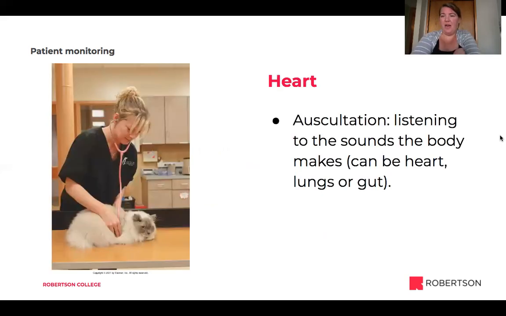So after we've had a look at the animal's respiration, we want to check in on that heart. So first things first, let's define a term here. Auscultation means listening to the sounds that the body makes. So typically the sounds the body makes, it makes heart sounds, there's lung sounds, and there's gut sounds. And all of those sounds can be assessed with a stethoscope. So we are going to auscultate the heart to listen to the heart. We can also auscultate the lungs to listen for any of those weird sounds we just talked about.